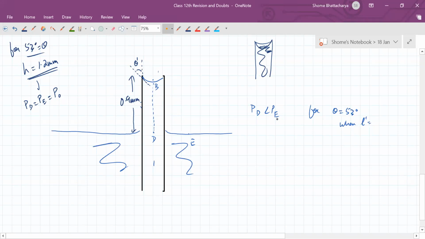Such that at theta prime, which you want to calculate, the pressure at the point D should become equal to the pressure at the point E. So that means the pressure at the point D plus rho g into 0.9 mm should be equal to atmospheric pressure. And the pressure at the point B, we've just seen, is atmospheric pressure minus 2T by the new radius of curvature.